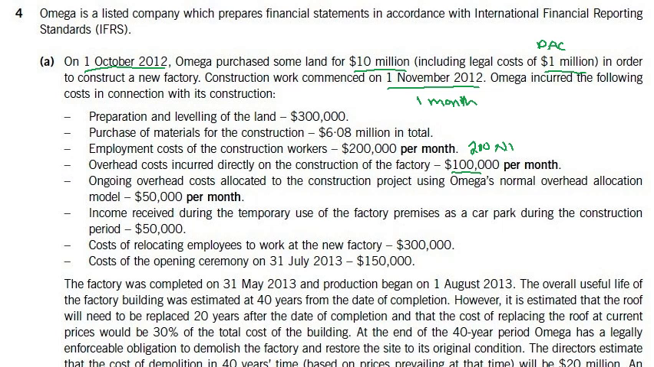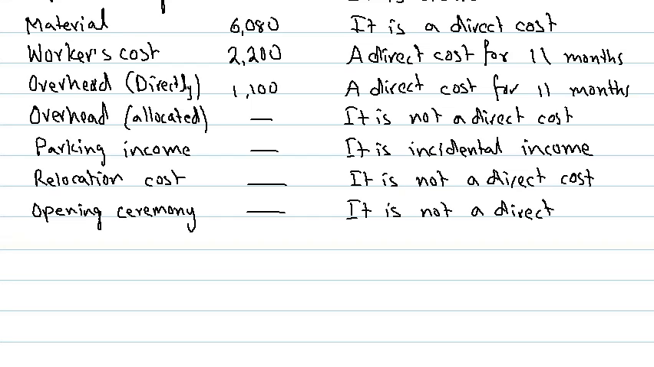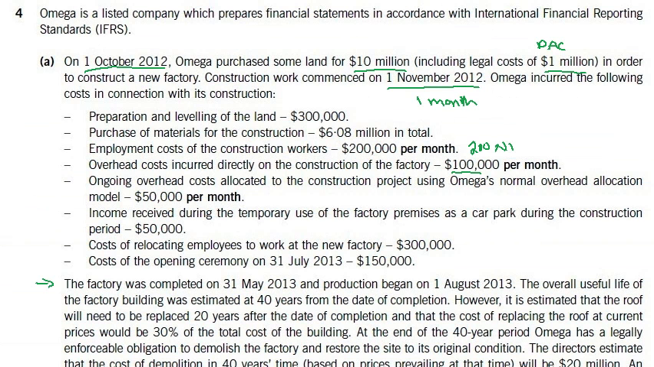Costs of the opening ceremony on 31st July. Opening ceremony: no, it is not a direct cost. Good. The factory was completed on 31st May 2013 and production began on 1st August 2013.